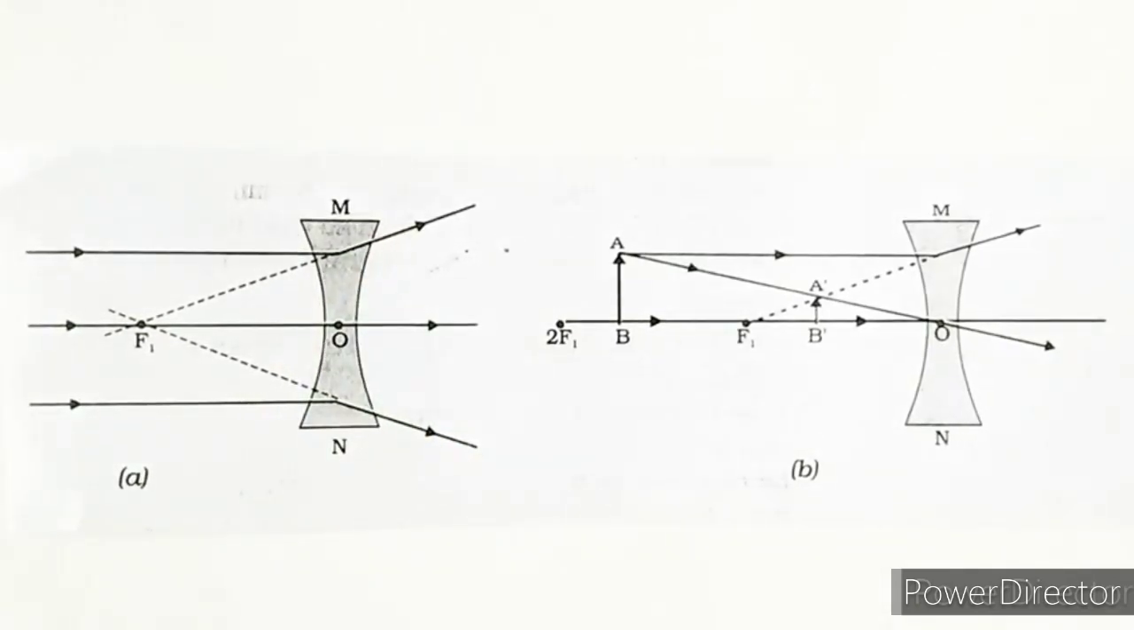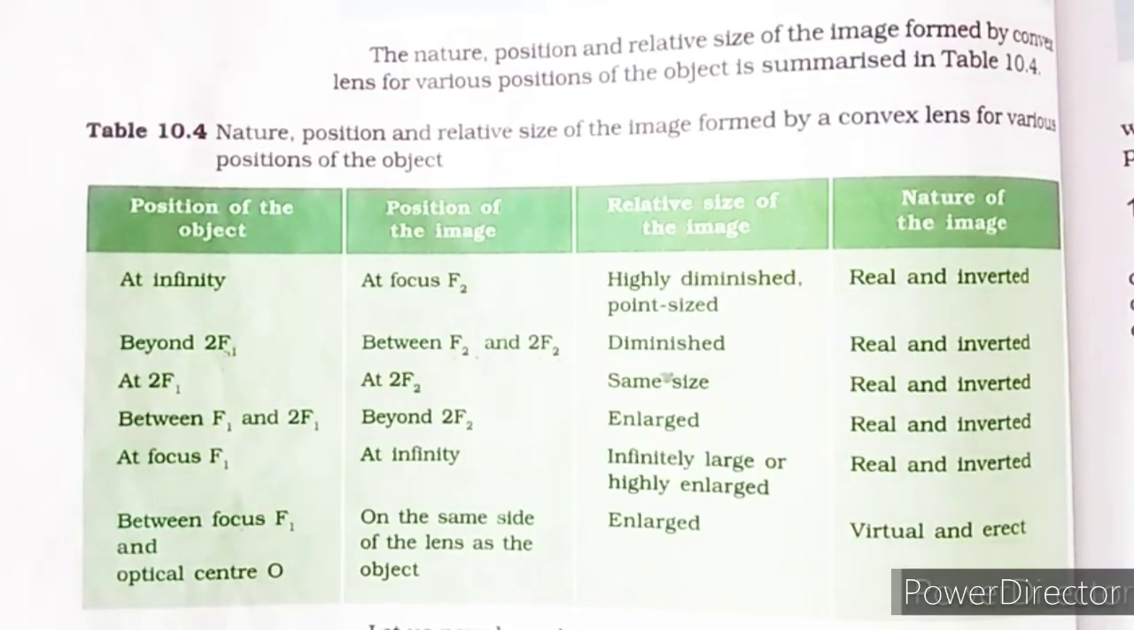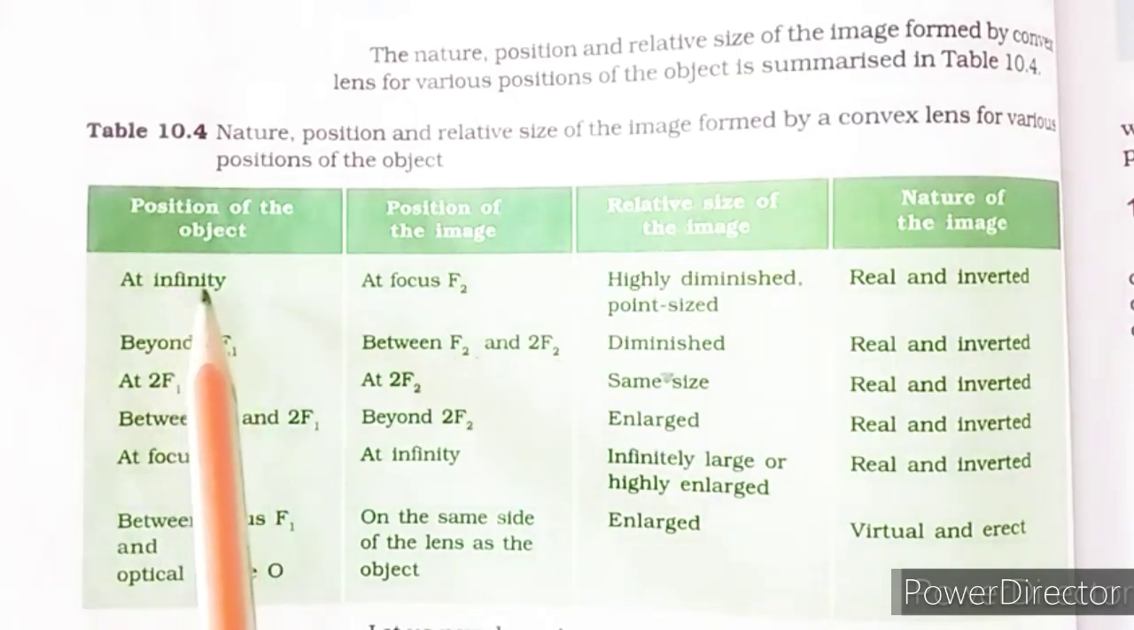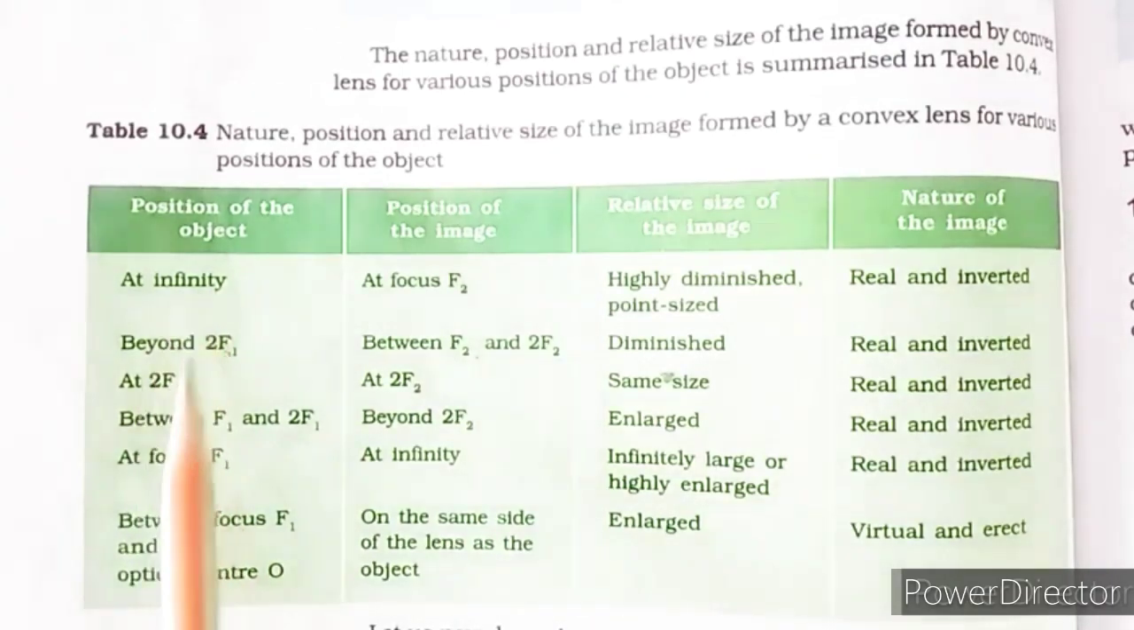Okay. So once again I repeat that your homework is you have to draw all the ray diagrams for the 6 positions of the object, not for a concave but for a convex lens. Okay, you can refer to this table for the position of the object.